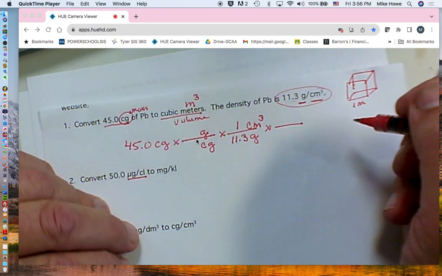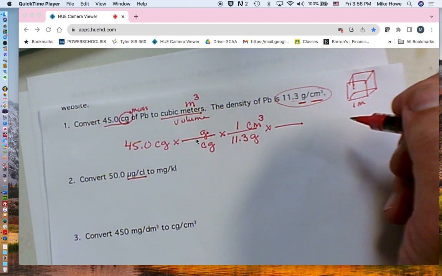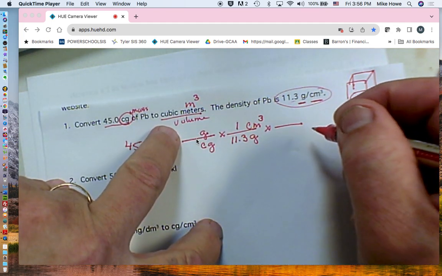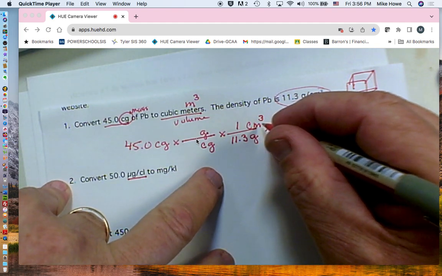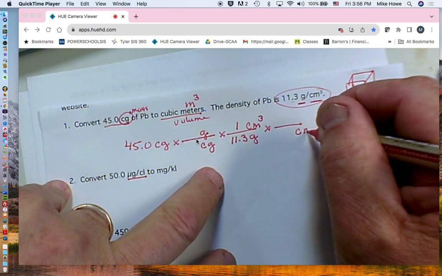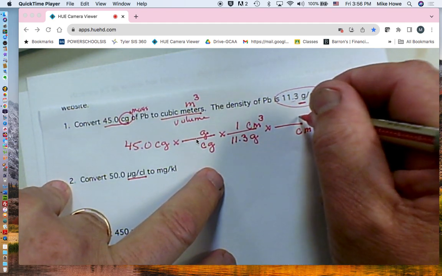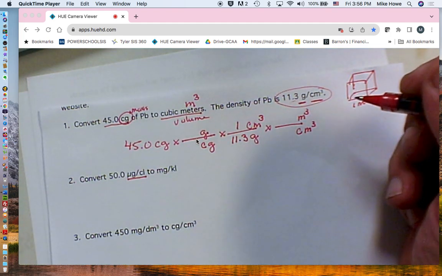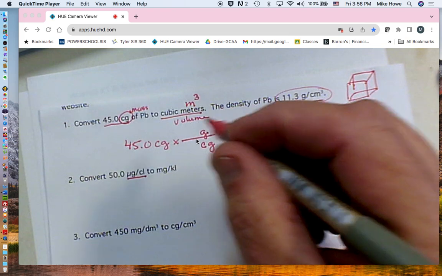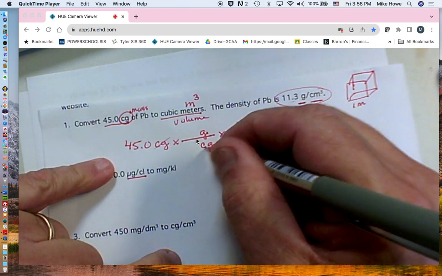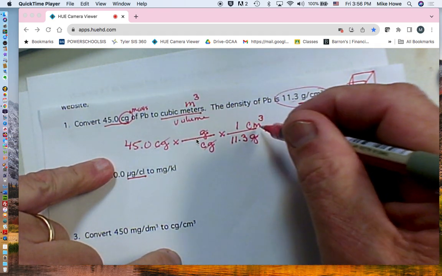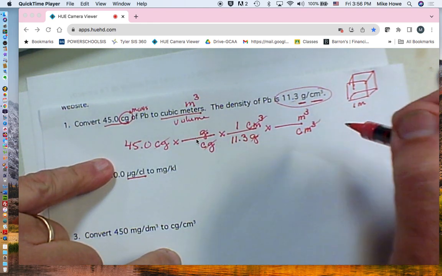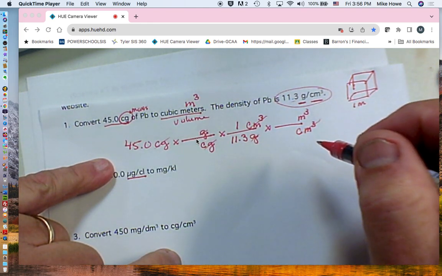All right. The last step on this one would be to change from cubic centimeters to cubic meters. Since cubic centimeters are here, they need to go on the bottom, and on the top you put cubic meters. So see, our units are all canceled. The centigrams cancel centigrams, the grams cancel the grams, the cubic centimeters cancel the cubic centimeters, and we're left with cubic meters. We still, however, need to put our numbers in.